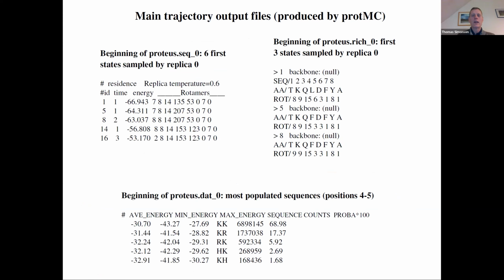Just a very quick look at some of the main output files. And then I think I'll move on to a little bit more of an application flavor. So this is the raw sequence output, and each replica has its own set of output files. So this is a file associated with replica 0. It's the lowest temperature replica. And these are just the first few states that were sampled in the trajectory. The file goes on and on and on. And if you run 1 billion steps, this can be fairly big.